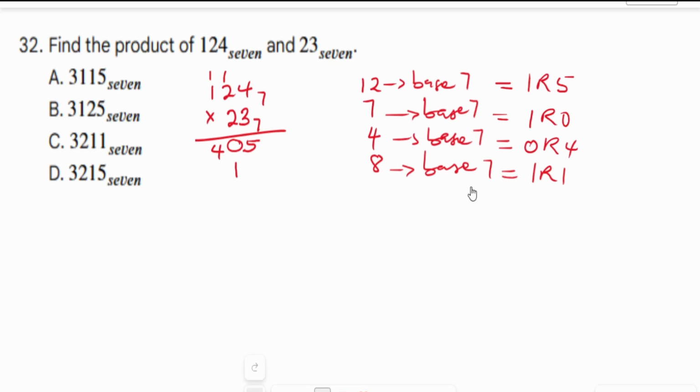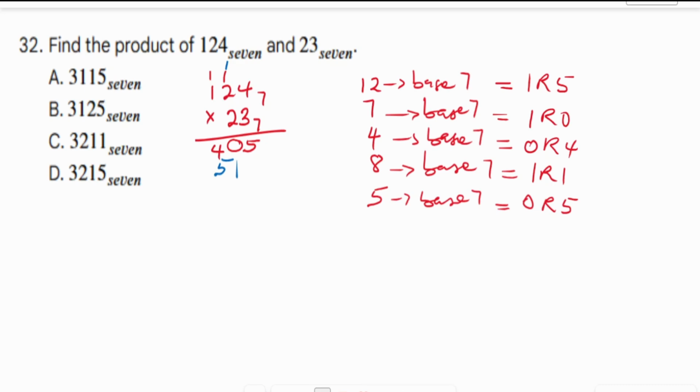Let me use a different color. So let's put the 1 under the 2 directly. And then we bring the other one to the top of the next number. And 2 times 2 is 4. 4 plus the 1 is 5. 5 to the base 7 is 0 remainder 5 because it's less than 7. So we go ahead and write the remainder down, 5.